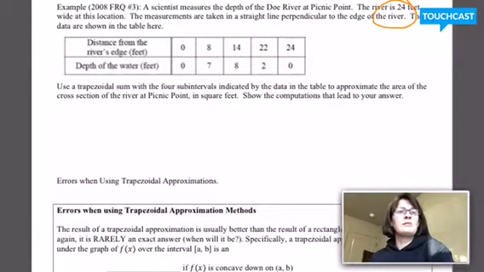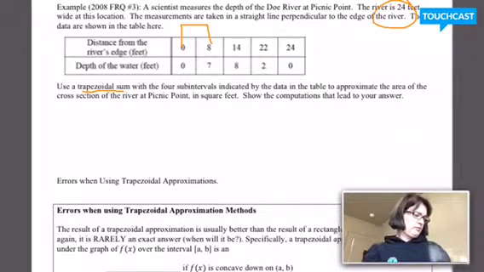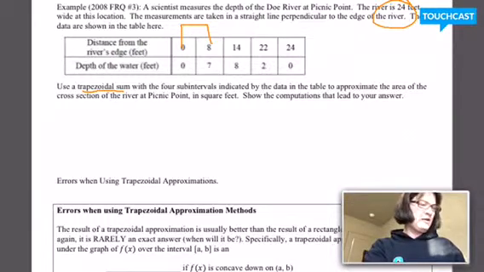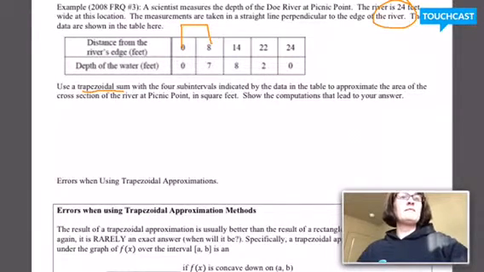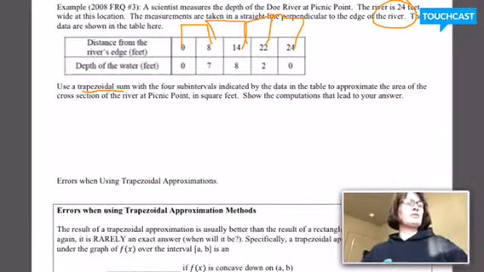So I've been asked to make a trapezoidal sum with 4 sub-intervals. So I'm going to come to the table. My intervals are going to be starting at, if the edge of the river is 0, from 0 to 8 feet, from 8 to 14, 14 to 22, and 22 to 24.